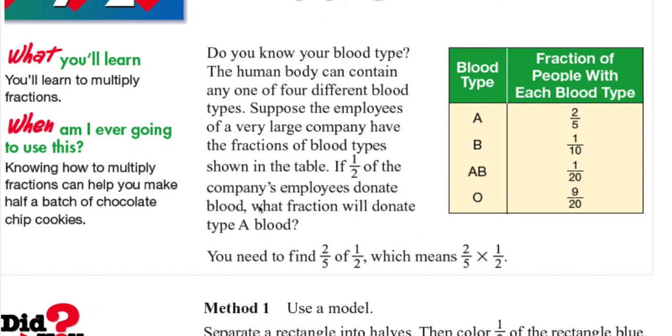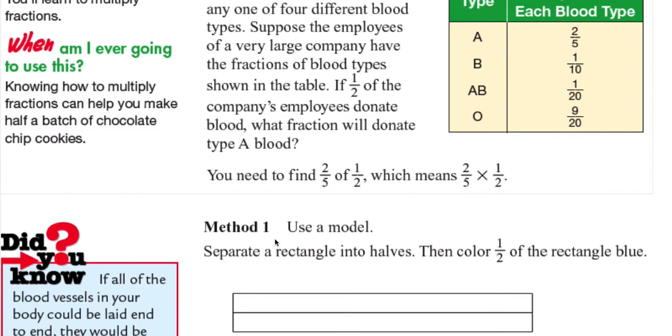If 1/2 of the company's employees donate blood, what fraction will donate type A blood? That's our problem. In this case, we need to find 2/5 of 1/2. The word "of" in math is always translated as a multiplication operation. So you need to find 2/5 of 1/2, which means 2/5 times 1/2.